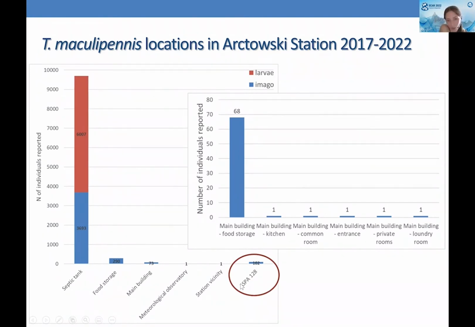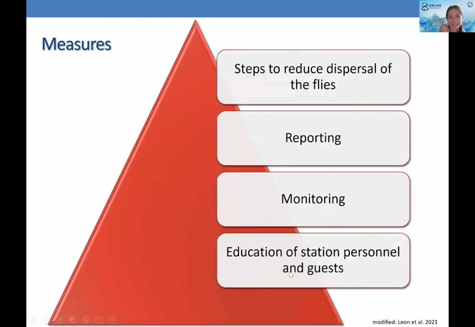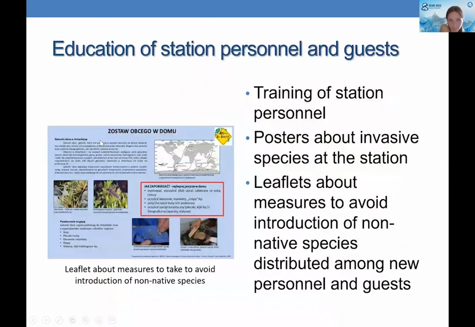And hopefully those two events were only little spontaneous dispersion from the station. The measures that we take in Arctowski station to eradicate those flies are in accordance with those mentioned in the paper that Hugo mentioned. We follow recommendations for education, monitoring, reporting, and we also try to reduce the dispersal of flies.